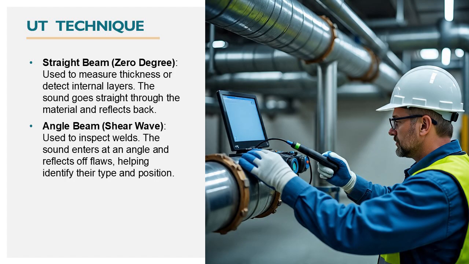Ultrasonic examination or UT technique. Straight beam or 0 degree, used to measure thickness or detect internal layers. The sound goes straight through the material and reflects back. Angle beam or shear wave, used to inspect welds. The sound enters at an angle and reflects off flaws, helping identify their type and position.